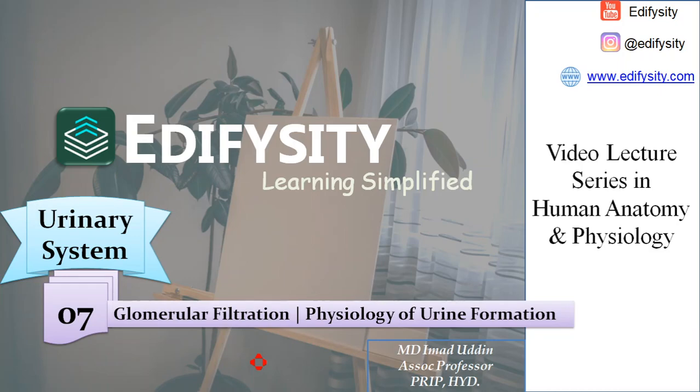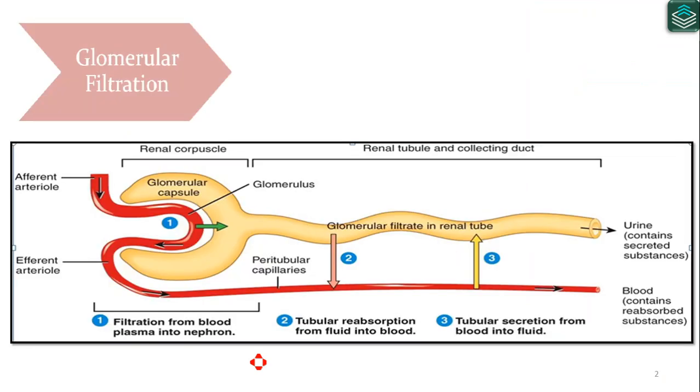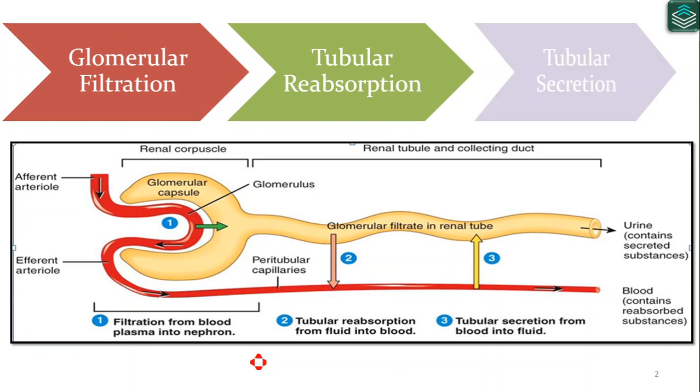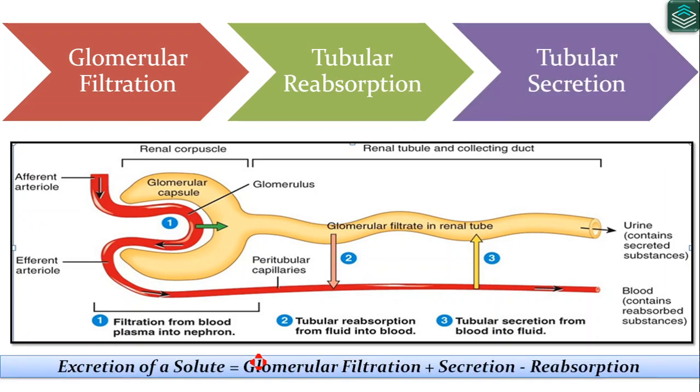In this video, we are going to discuss glomerular filtration. The physiology of urine formation involves three basic steps: glomerular filtration, tubular reabsorption and tubular secretion. This pictorial representation clearly explains these three basic processes of the physiology of urine formation.